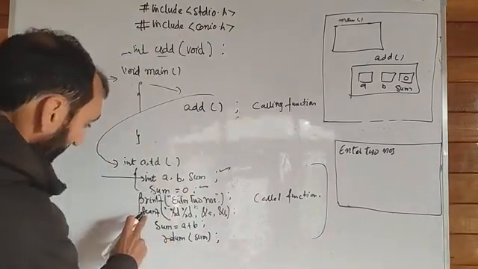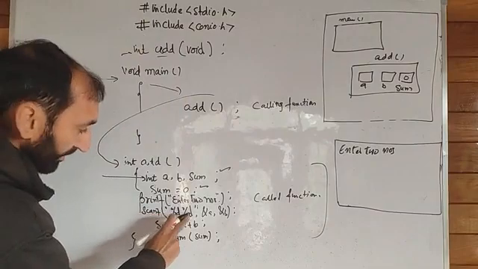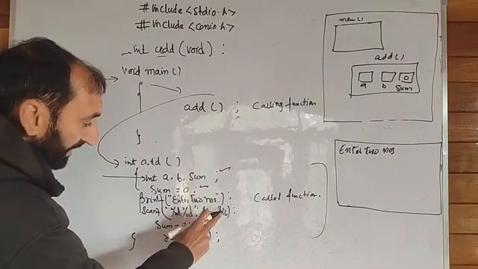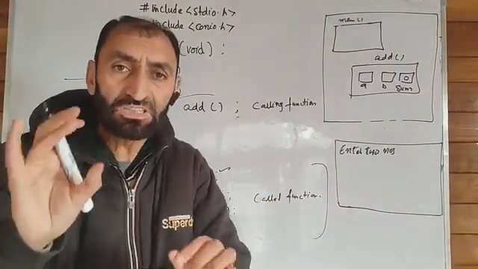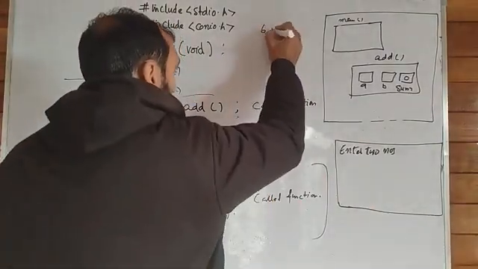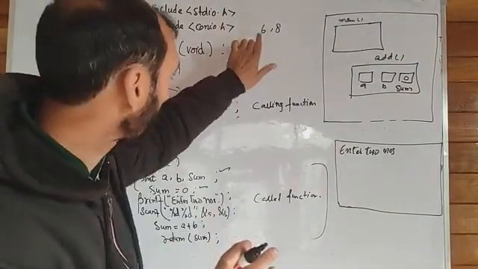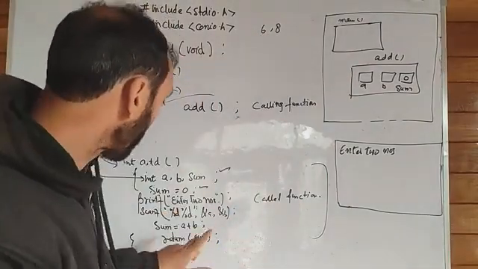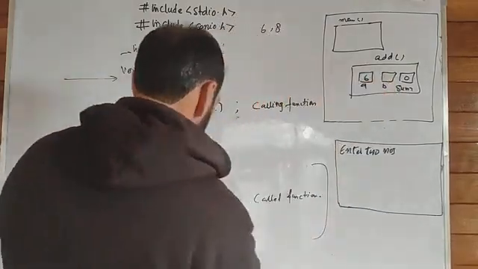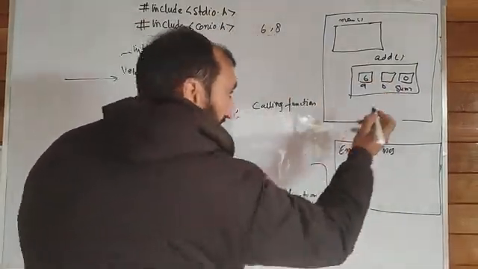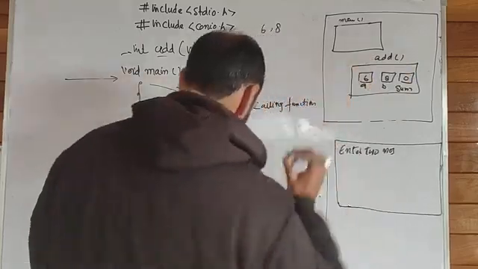Okay. scanf, percentage d, address of A, address of B. That means, for example, the user enters two numbers, 6 and 8. Correspondingly, 6 will get stored in A, and the second one, 8, will get stored in B.